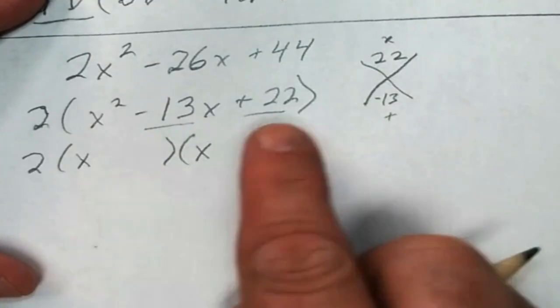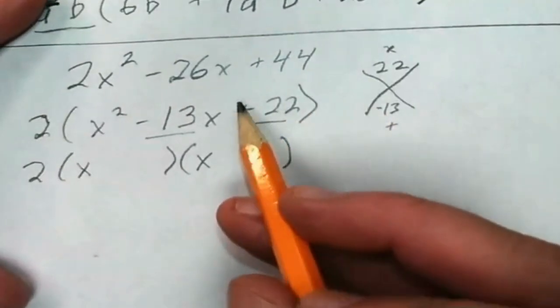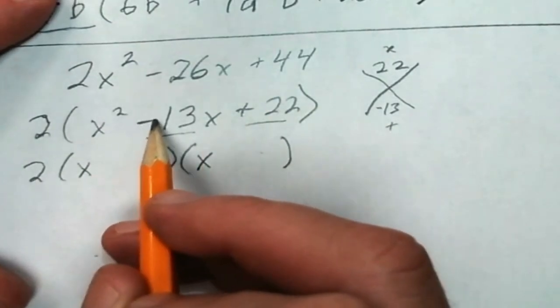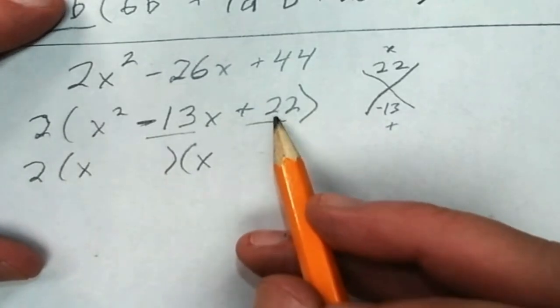Now, if we're looking at the factors of 22, this is a positive number. So we know that we're going to be multiplying either two positive numbers or two negative numbers. It's not going to be a positive and negative because we're ending up with a positive number. And we know when we add them together, it's going to be a negative. So that tells us we want the negative factors of 22.